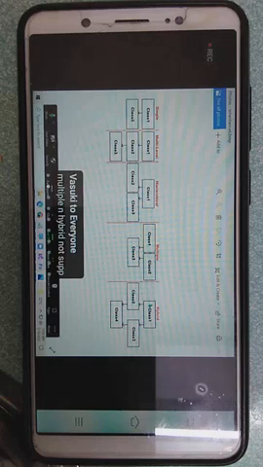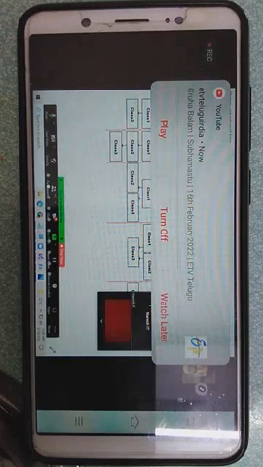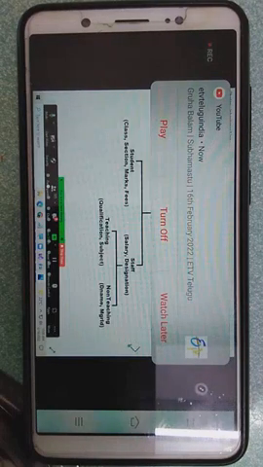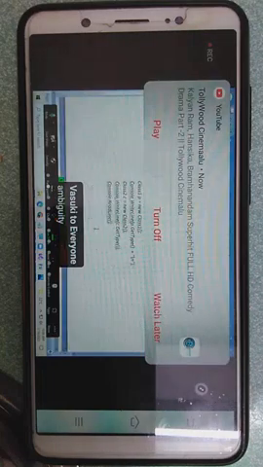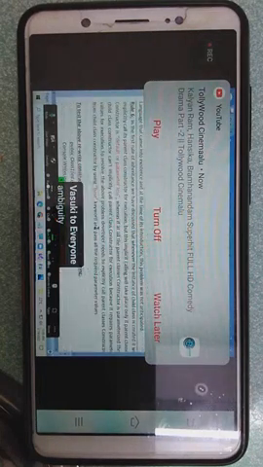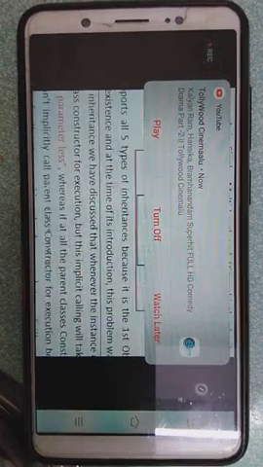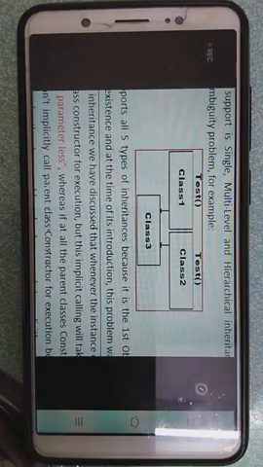Why, sir? Why doesn't it support? Because multiple inheritance suffers from ambiguity problem. What is that ambiguity problem? I'll show you a picture, guys. You will easily understand that. Look at this picture. You can understand ambiguity now.